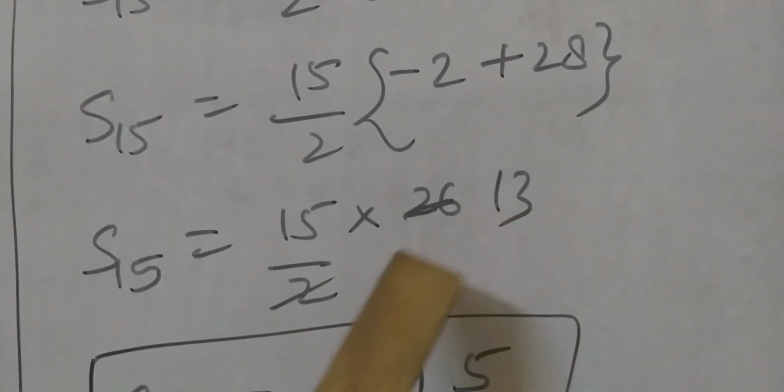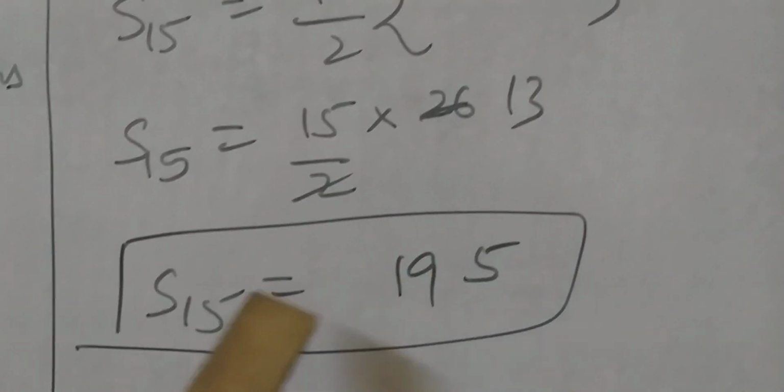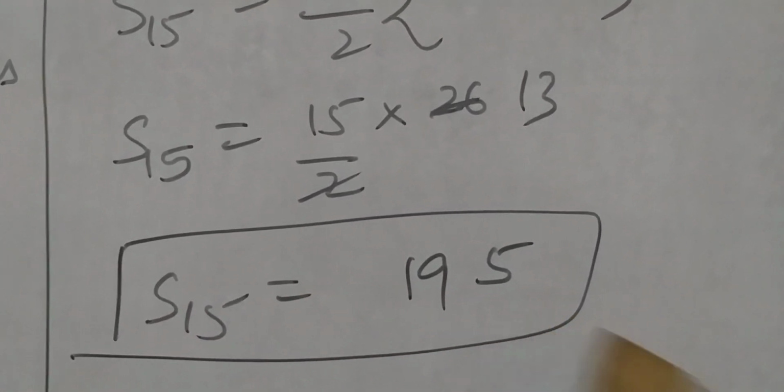S15 equals 15 upon 2 into 26. 2 1s are 2, 2 13s are 26. S15 equals 15 into 13. S15 equals 195.